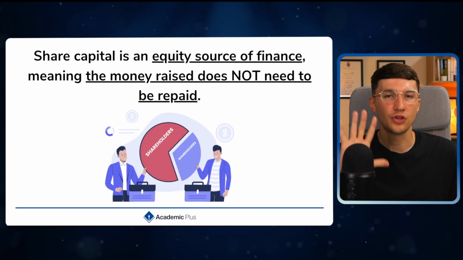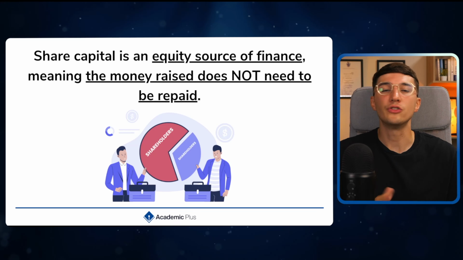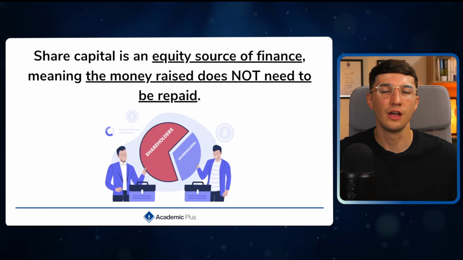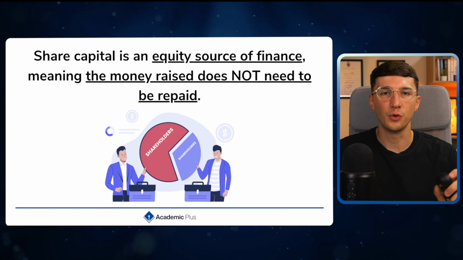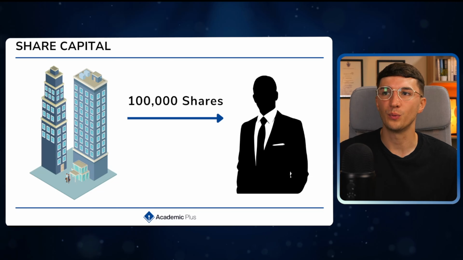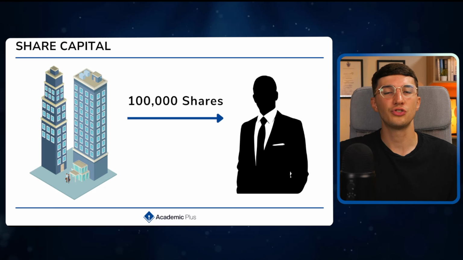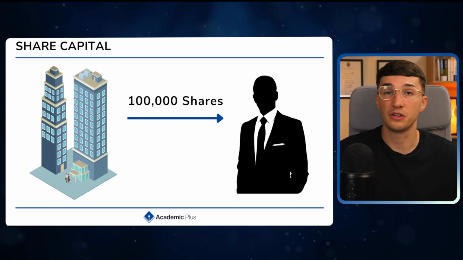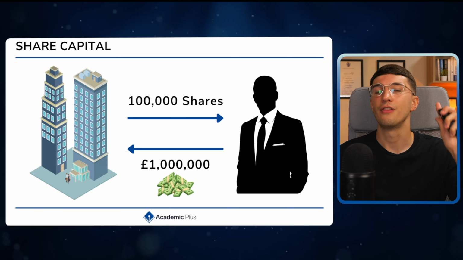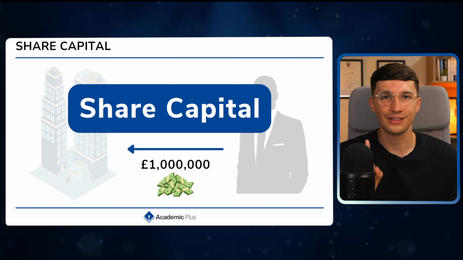And when we look at the type of finance, this is an equity source of finance, which means you don't need to repay that money back like you would if it was a debt source of finance. But of course, you're giving away ownership of your business. Keep that in mind for our disadvantages. But let me show you how an example would work. Let's say I've gone to an investor and said, I'm going to sell you 100,000 shares in my business. That could represent 5% of the total company. And they give me £1 million. That £1 million that they're investing into the company, that is what's classed as share capital.